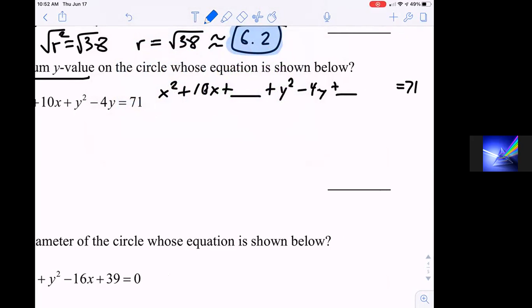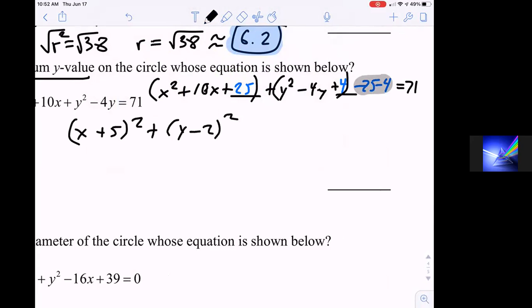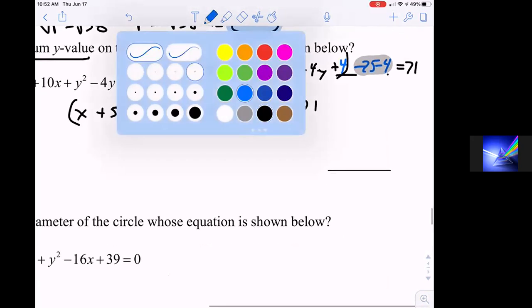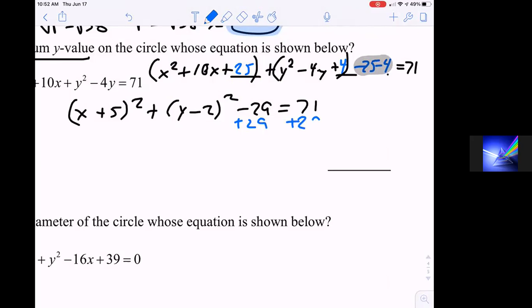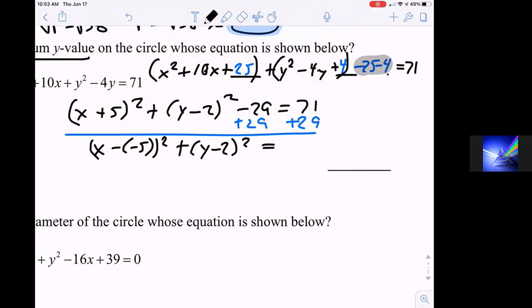Okay, so (b/2) squared. Half of 10 is 5 squared. We get 25. Subtract 25 here. Half of -4 is -2, so we're going to square that. Add 4 here. Subtract 4 here. Add those. Group these. And we get (x plus 5) quantity squared plus (y minus 2) quantity squared. Now 25 minus 4, minus 25 minus 4 is -29 equals 71. Go ahead and add the 29 to both sides. Okay, and we get (x minus -5) quantity squared plus (y minus 2) quantity squared equals 100. So we have a radius of 10, and we have a center at (-5, 2).